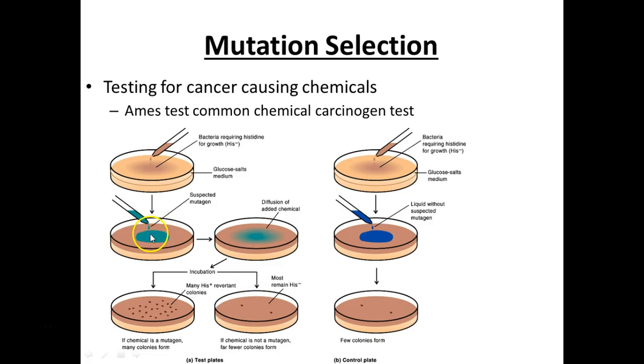If they put the chemical substance on, and you get all of these colonies on here, that means that the chemical you put on there mutated them back to not needing histidine at a faster rate than just spontaneous mutation would happen. And then, of course, you have your control, where some other liquid that doesn't contain the mutagen.